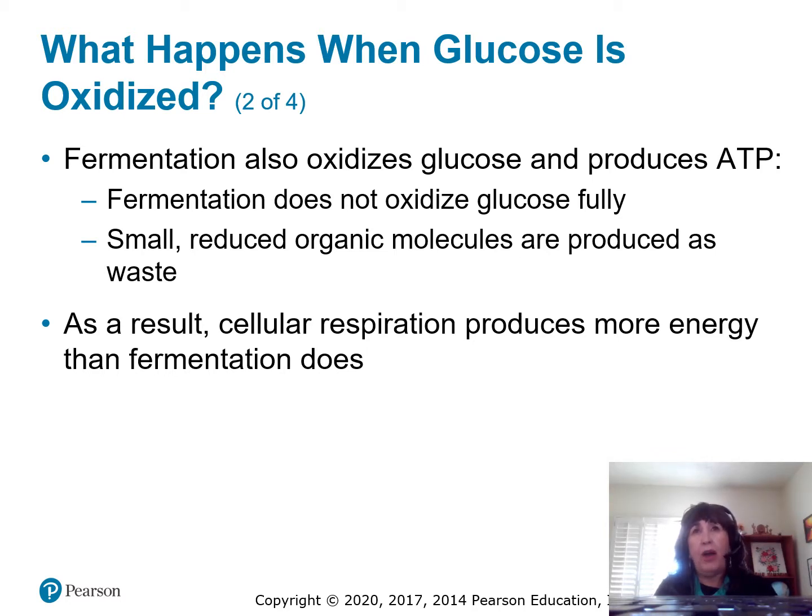Fermentation will also oxidize glucose and form ATP, but the truth is we're going to learn that it can only form very limited amounts of ATP. So oxygen really is the key to maximizing the amount of energy that can be formed. Cellular respiration produces more energy than fermentation. Let me say that again because it could be a test question. Cellular respiration produces more energy than does fermentation.